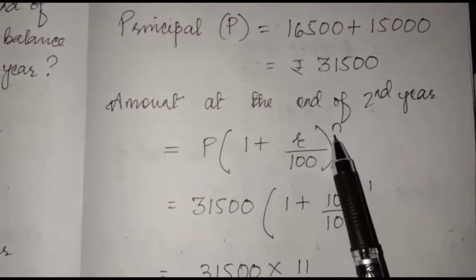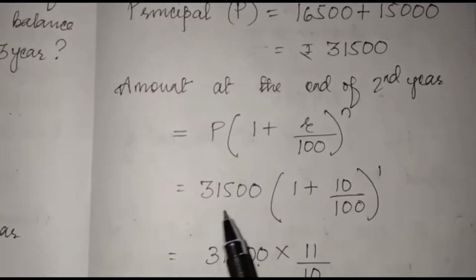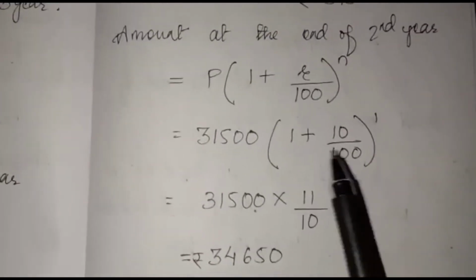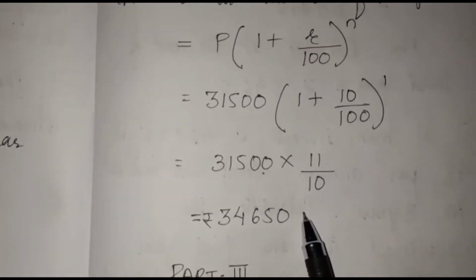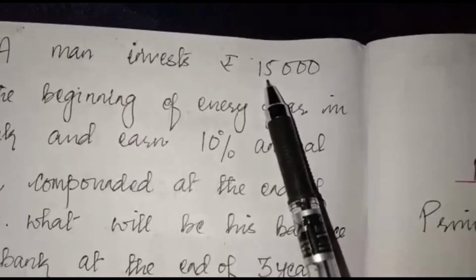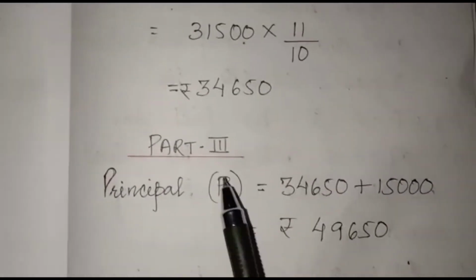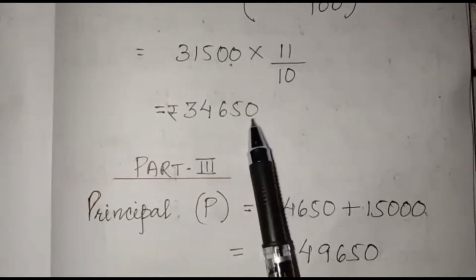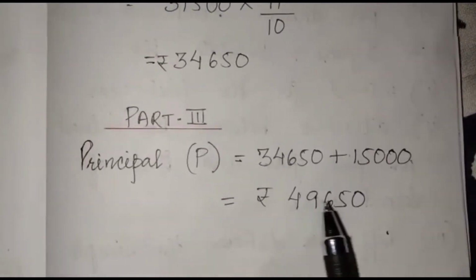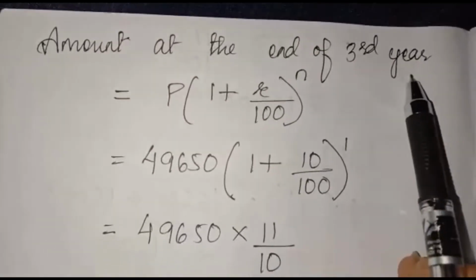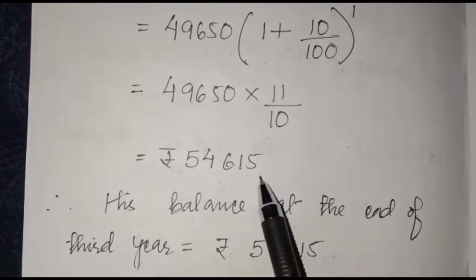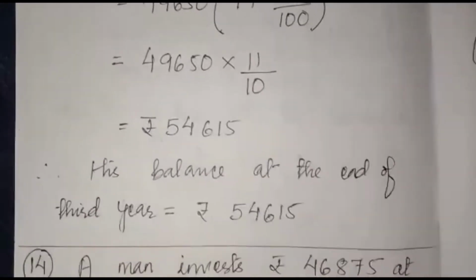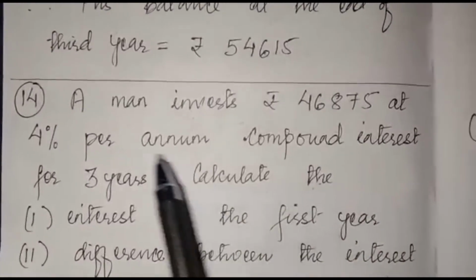So this will be the principal for the second year. Second year means only 1 year, so time will be 1. Principal will be 31,500. This is already simplified, which is 11 by 10. So this is the amount at the end of second year. Again he will deposit 15,000 at the beginning of third year. So for the third year, the principal will be this amount plus 15,000, which is 49,650. Now we will find the amount at the end of third year, which is 54,615. So his balance at the end of third year is 54,615.